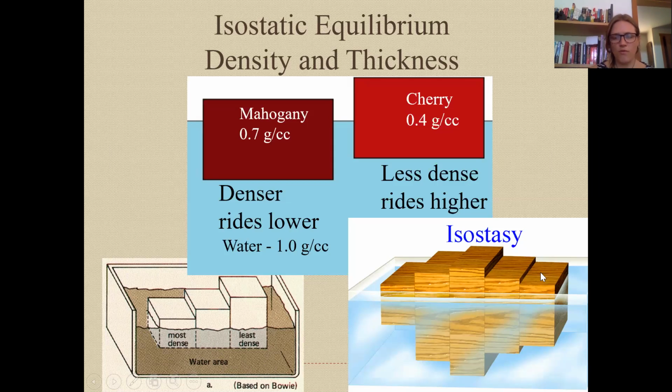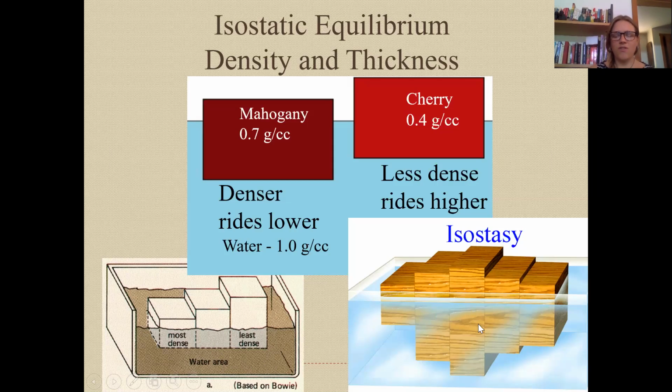So in this example over here on the right, we have a bunch of blocks that are supposed to represent all the same kind of wood, so all things that are the same density. And so in this case, in each block, about the same proportion of the block is below the water as opposed to above the water. So maybe it's 70% below and 30% above.